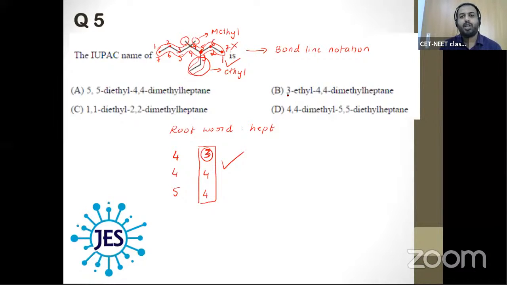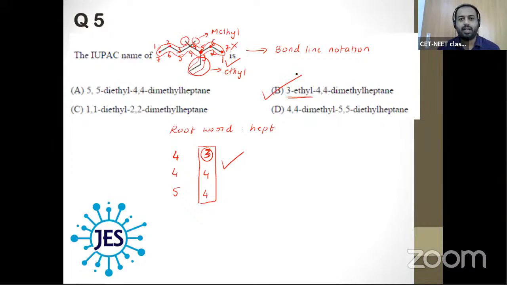There is only one option with ethyl in the third position. No other option has ethyl in third position. That itself is enough for you to mark the answer and proceed. This is the only option where ethyl is in third position. So it is 3-ethyl, 4,4 dimethyl heptane. This is the correct answer.